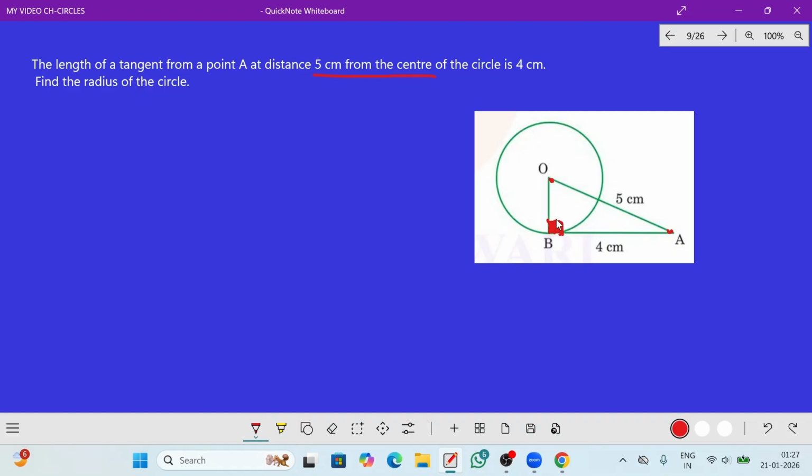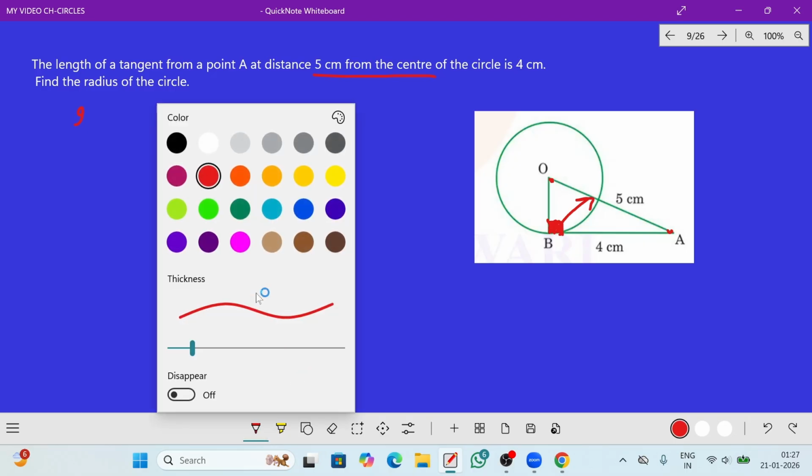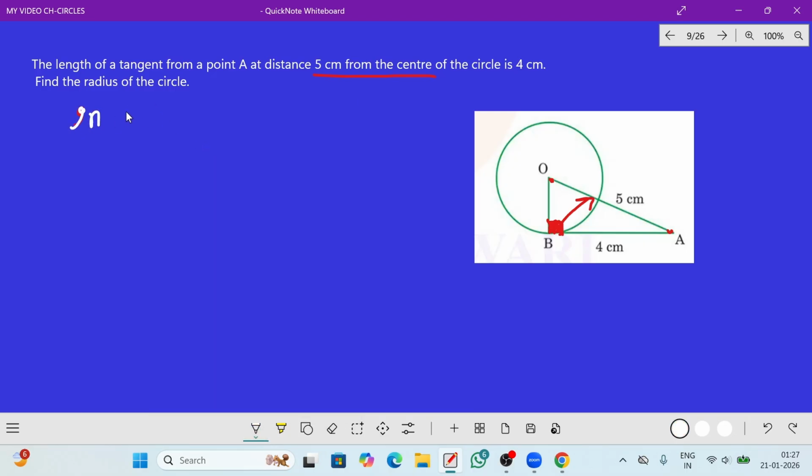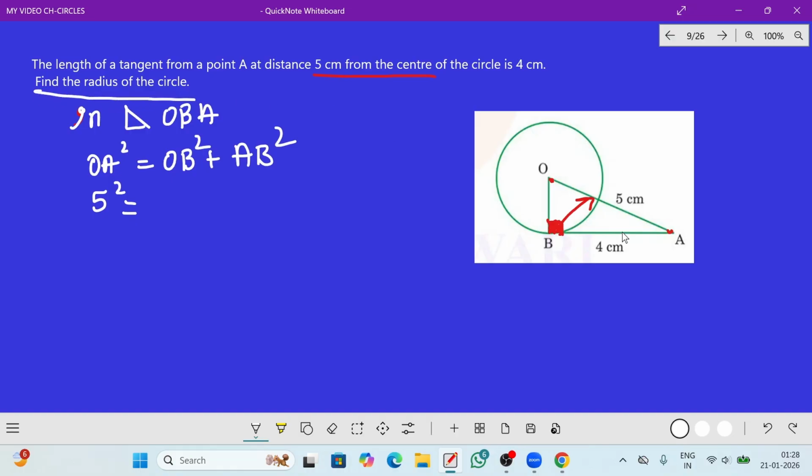Now we get the Pythagoras theorem, because this is 90 degrees and the side opposite to 90 degrees, that is OA, is the hypotenuse. So apply Pythagoras theorem. In triangle OBA, OA square is equal to OB square plus AB square. OA square is given as 5 square. OB square we don't know; find the radius of the circle. OB is the radius of the circle. AB square is given as 4 square.